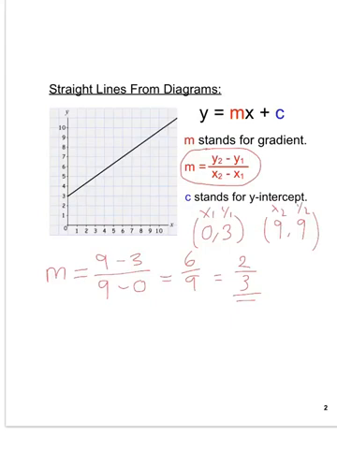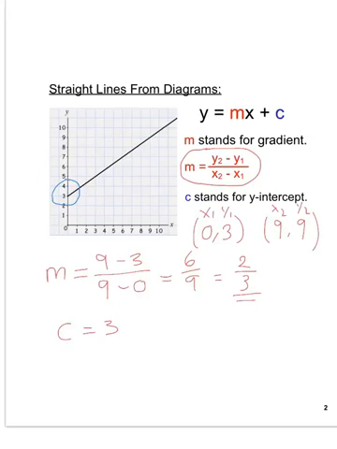The y-intercept's much easier to find. All we need to do is look at our diagram. I'm going to circle the y-intercept here. There we go. The line crosses over the y-axis at the point 0, 3. So our c value is going to be 3. So c is equal to 3.